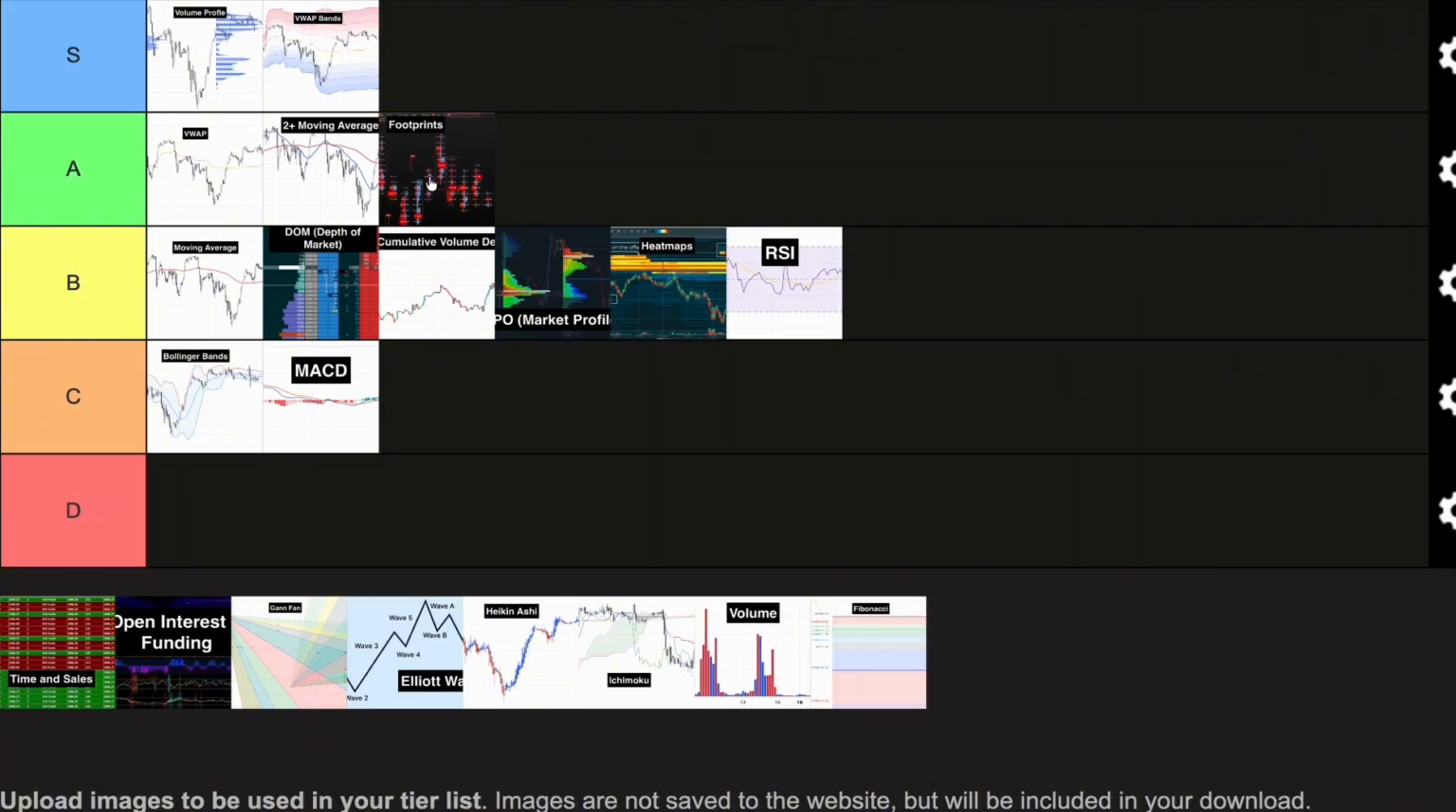So even though I do think it's more useful for scalpers than intraday or swing traders, it's still just such a good tool, such a neat indicator that I would just put it in A, just out of pure, I don't know, respect. So let's go with that. Footprints go into A.